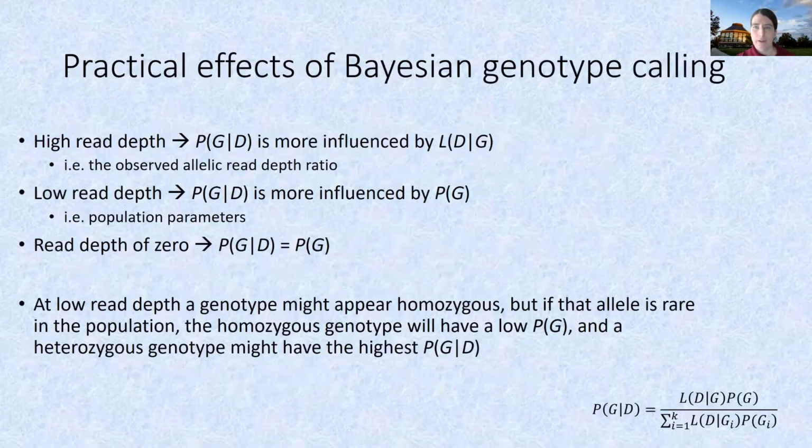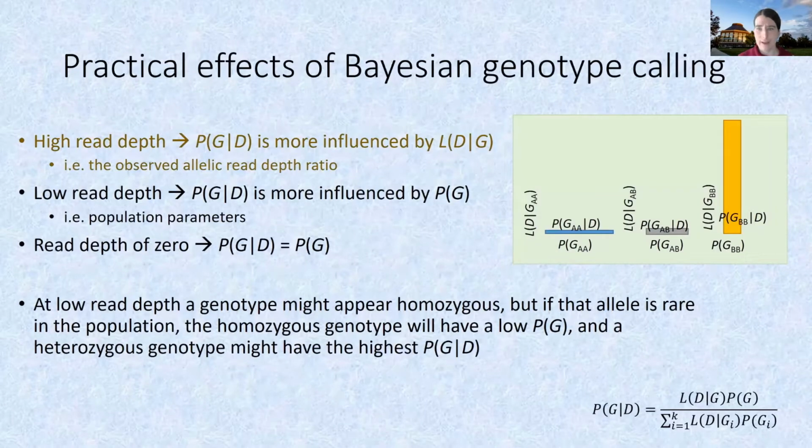So what are the implications of using this type of genotype calling? If your read depth is high, those posterior probabilities are mostly influenced by the likelihood. In this diagram on the right, the width of the rectangle on the x-axis shows the prior probability, the height of the rectangle shows the likelihood, and the area of the rectangle is the posterior probability. If you have high read depth, one genotype is going to be much more likely than the others. Here I'm just showing 3 genotypes for a diploid model. If I had a tetraploid model, there would be 5 genotypes.